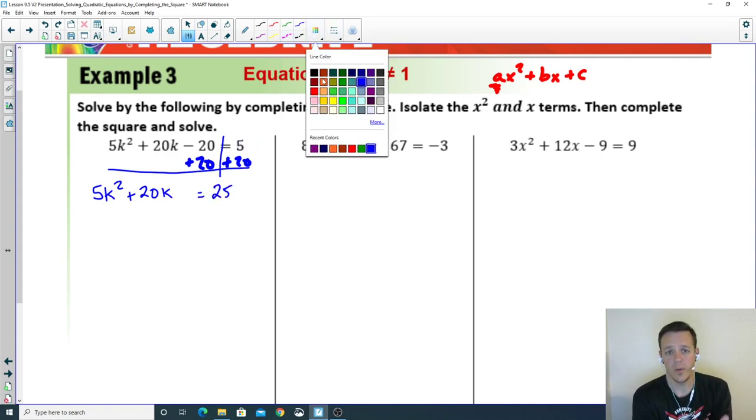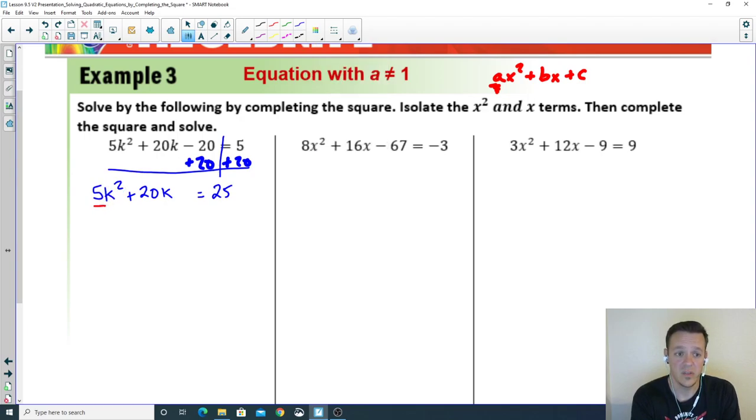Now here's the tricky part. We're going to get rid of the a value and make it 1. When you're completing the square, you have to make the a value 1 again. The only way to make a 1 would be to divide by 5. And remember, what you do to one thing, you have to do to everything. So we're going to divide everything by 5.